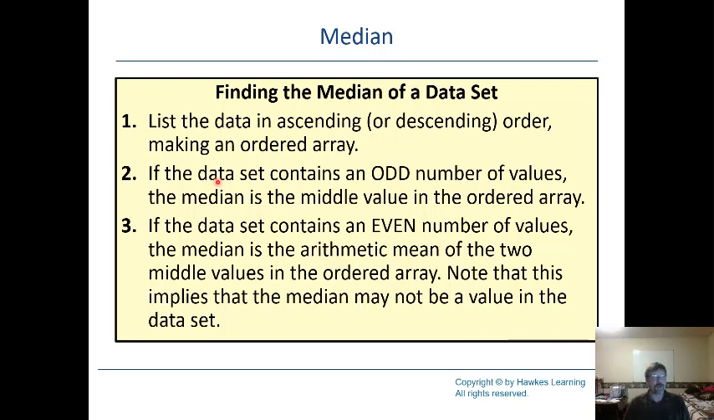It gets a little bit more complicated if we've got an even number of values, then we take the average or mean of the two middle values. So if we had 1, 2, 3, 4, we would average 2 and 3 and get 2.5, and that would be our median. Yes, 2.5 is not actually one of our data points. It would still be the median.